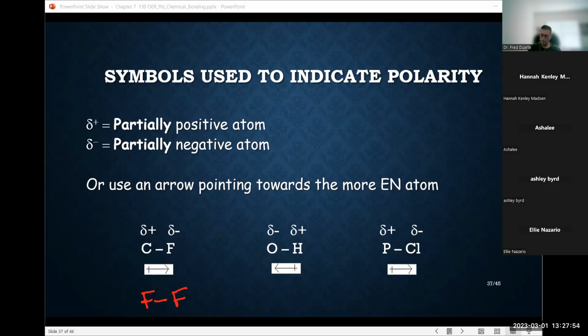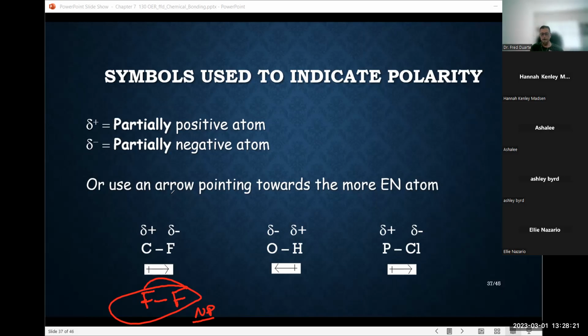No, exactly, perfect. Because fluorine in this scenario, they're both the same atom. So there's an equal pull, so we have a non-polar species. And in the case when we replace one of the fluorines with, say, carbon or anything else, now we have a polar bond. So the carbon-fluorine bond is a polar bond.